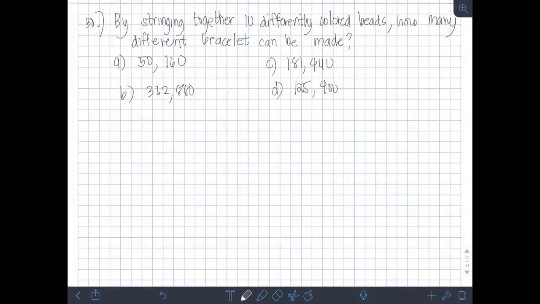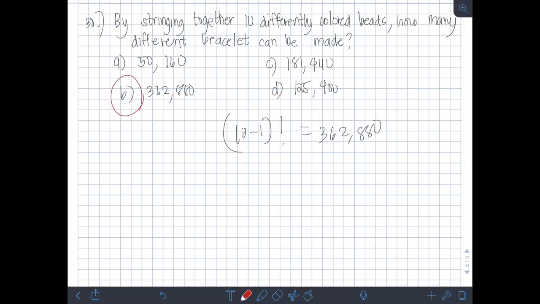Okay? Next, we have, by stringing together 10 differently colored beads, how many different bracelets can be made? Okay, so, since bracelet yung bubuoin natin, obviously, ang shape niya ay circle kasi susuot natin siya sa wrist natin, right? So, therefore, we have permutation in a circle. So, ilan ba yung differently colored beads? 10. So, we have 10 minus 1 factorial. So, the answer is 9 factorial, we have 362,880. So, therefore, the answer is letter B.